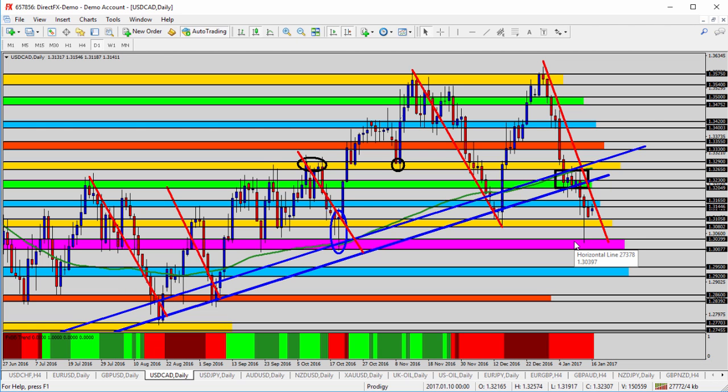I think that's still the trend. The downside is the trend. Forex Black Book is a red trend line. All of that tells us we're still in a downtrend.